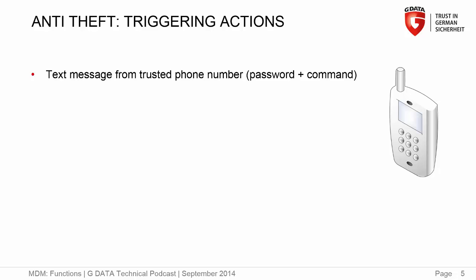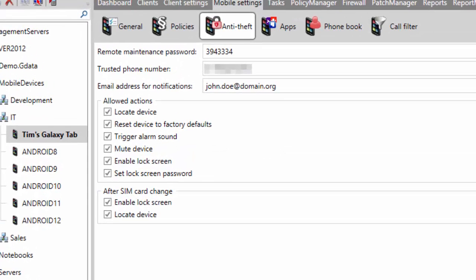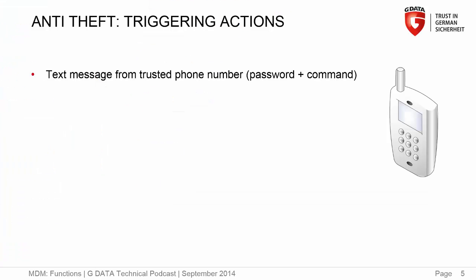All actions can be triggered with a text message containing the remote maintenance password, which is a numerical code of at least 4 non-consecutive digits, followed by the command. This requires a trusted telephone number to be configured in the GData administrator. Any commands which are sent to the device are only accepted when sent from this telephone number. A complete reference guide for the command syntax and text messages is available from our support team or in our partner web.